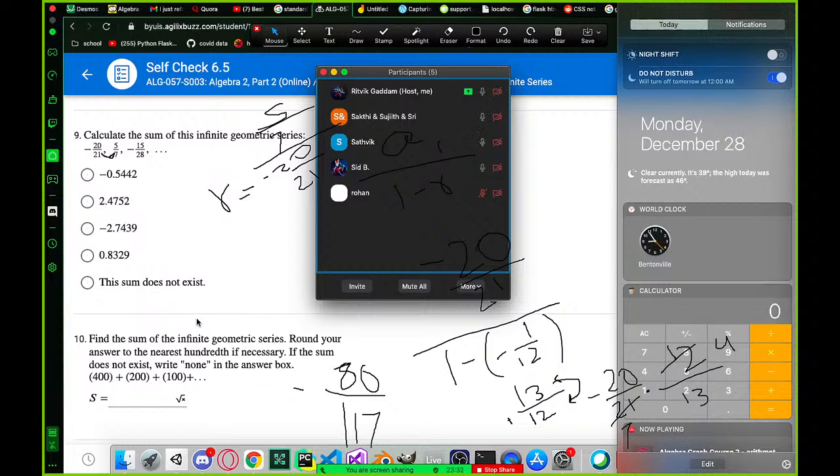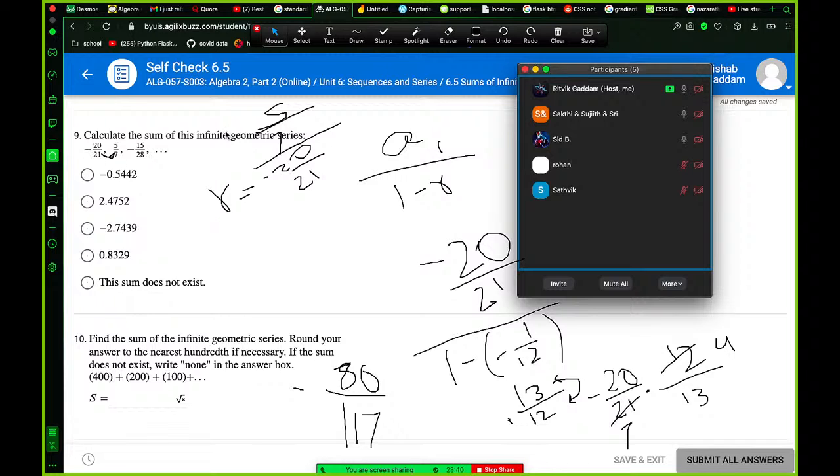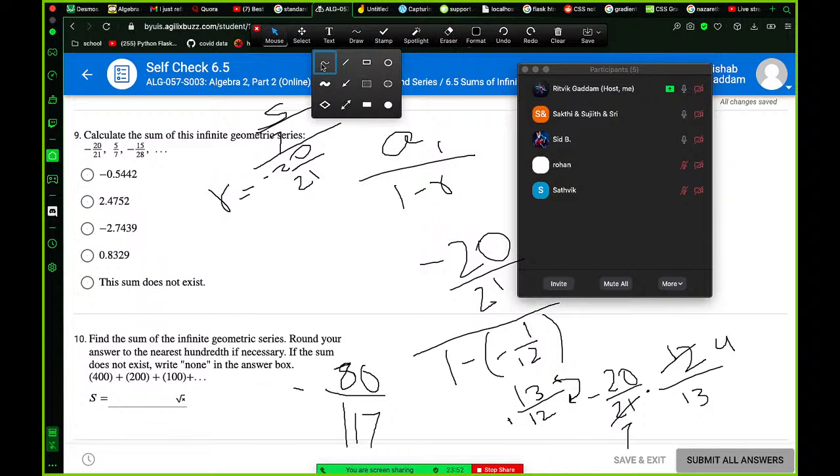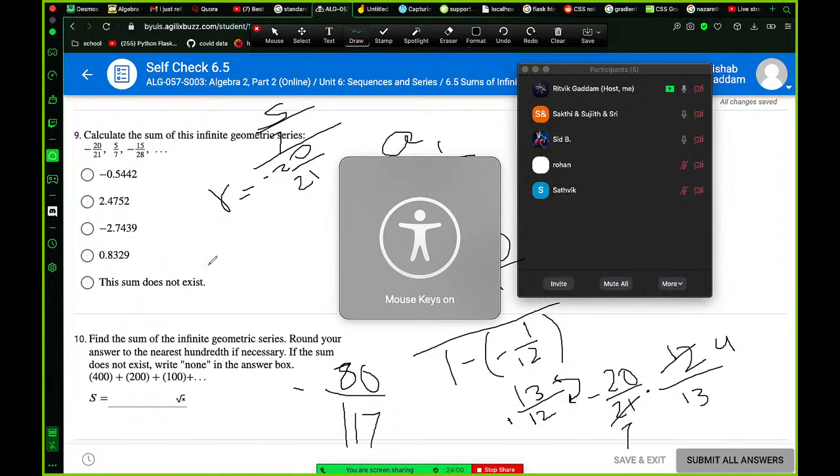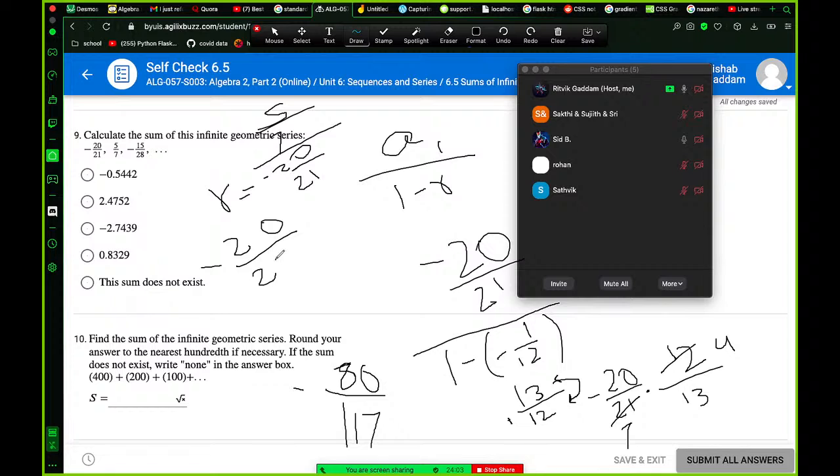How do you get the R value for this question? Okay, good question. The R value, what you do is see what number you have to multiply this number by to get this number. So for this one, you have negative 20 divided by 21 as A1, and you have this as a second term. Actually, we did this wrong.